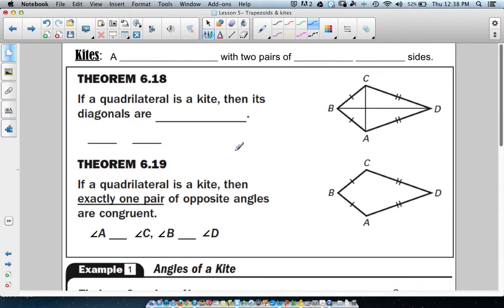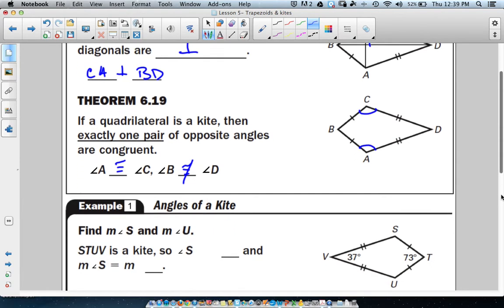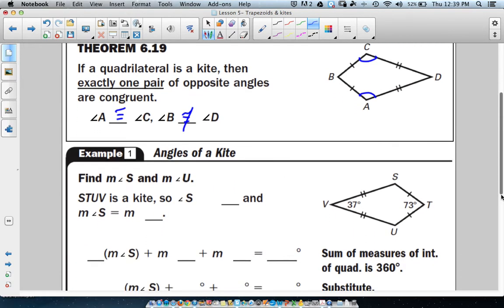A kite is a quadrilateral that has diagonals that are perpendicular. So they make a 90-degree angle. So CA is perpendicular to BD. If a quadrilateral is a kite, then exactly one pair of opposite angles are congruent also. So in this case, A is congruent to C, and that means B and D are not congruent. They're also not equal, and they're not supplementary, they're nothing. So don't try and assume that B and D are going to be supplementary also.